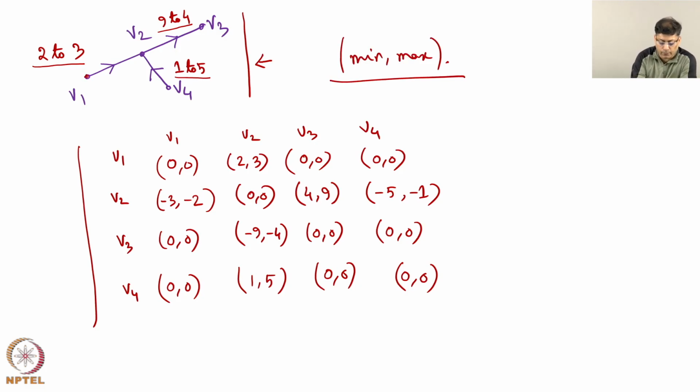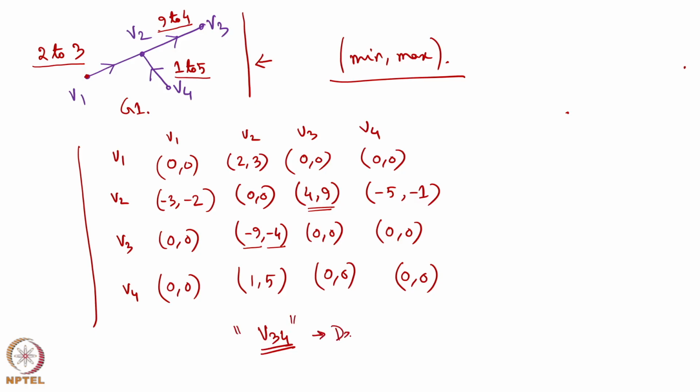From V1 to V1 no flow happens, so 0, 0. From V1 to V2 it will be 2, 3. I wrote in one place 9 to 4, so it will be basically 4, 9, and when we are dealing with the negative opposite directions, it is -9, -4. Suppose we have this graph G1. In this case, what is the way to merge the vertices V3 and V4 into V34? I am asking the students to devise a way, and it is not very difficult.